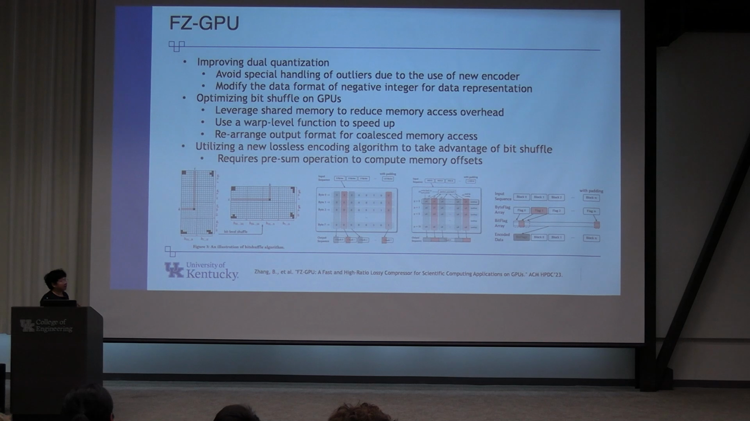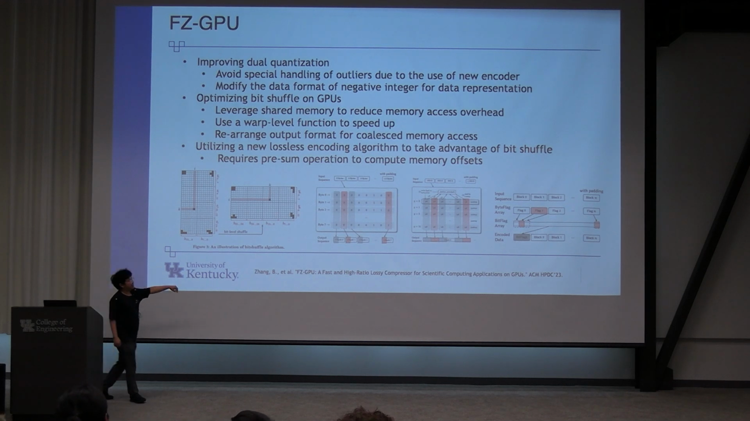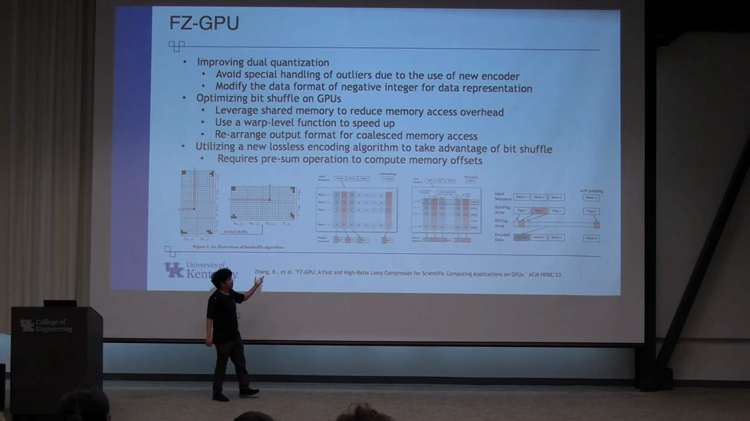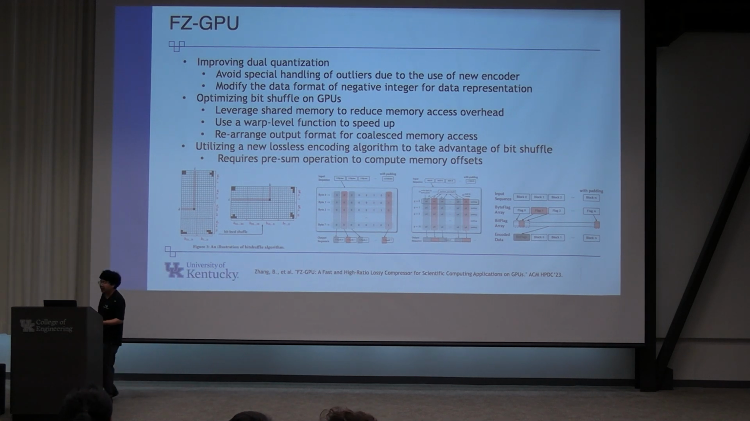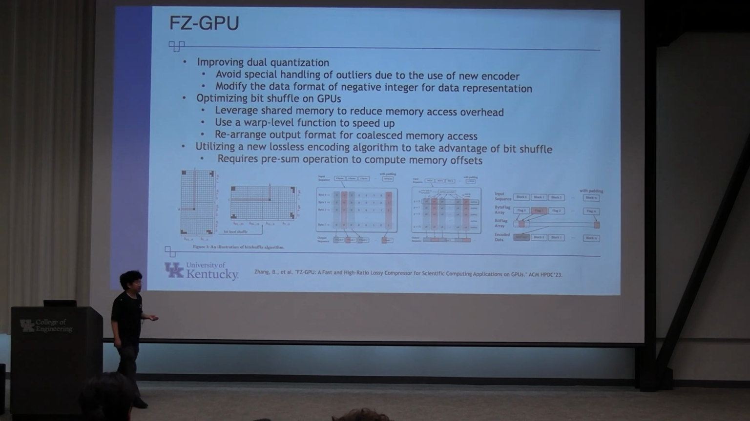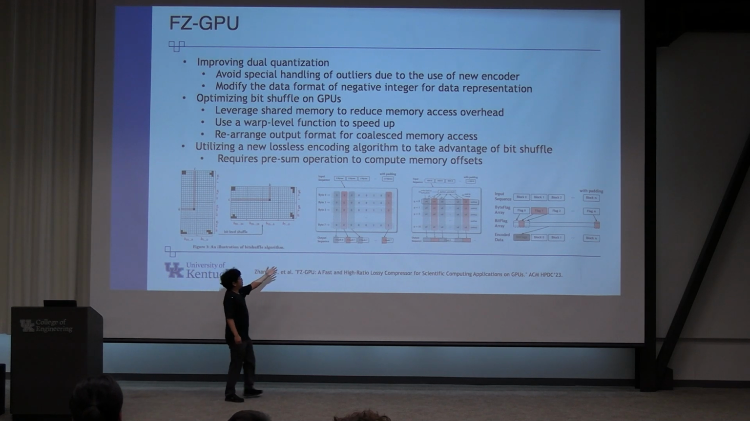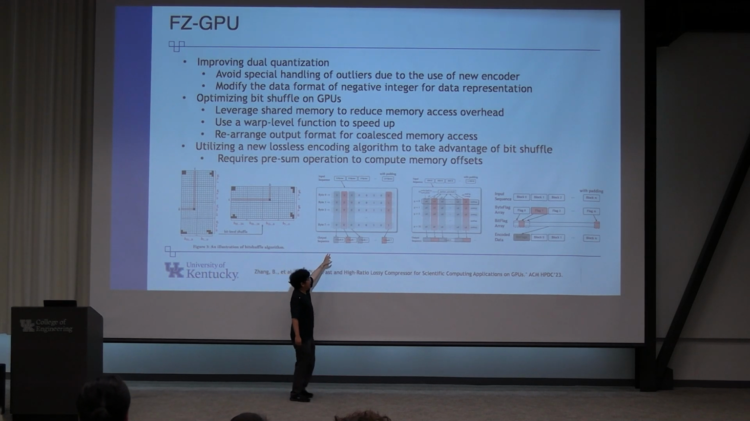In order to achieve high performance, we apply three optimizations, which include the use of the shared memory to reduce memory access. We also use a warp level synchronization function to get higher speedup. And in addition, we rearrange the output format a little bit to enable coalesced memory access. Again, coalesced memory access is another optimization in CUDA, which provides high bandwidth between shared memory and global memory. In the original approach, you will have uncoalesced access.